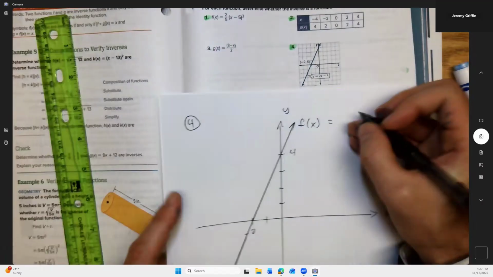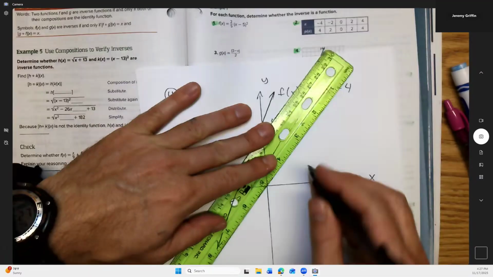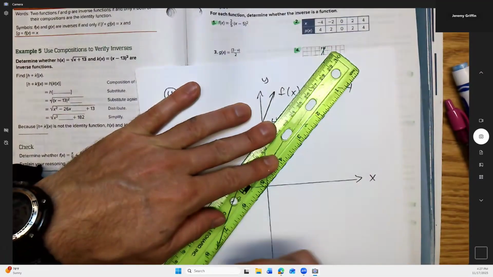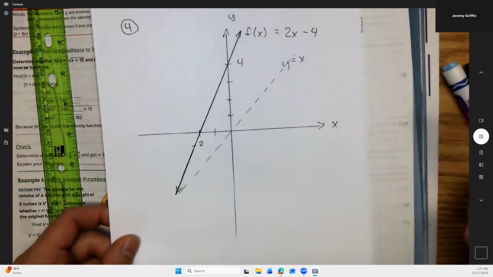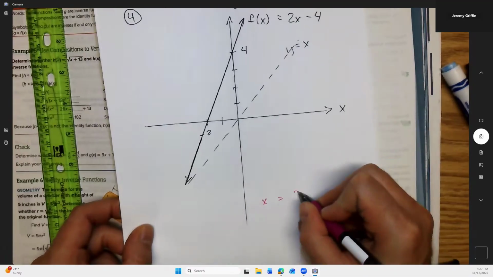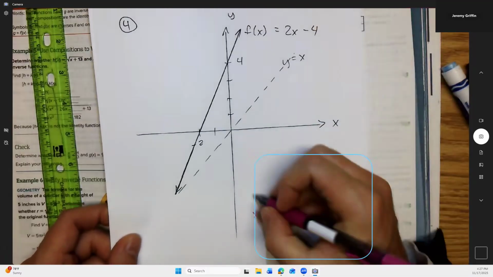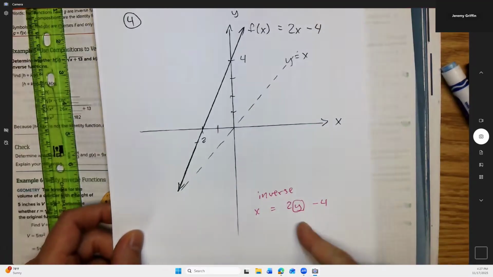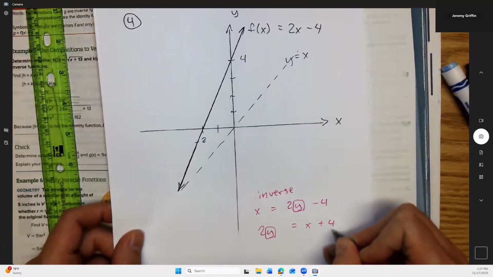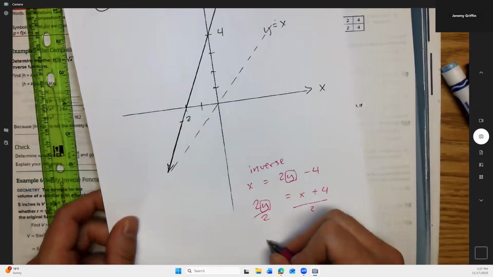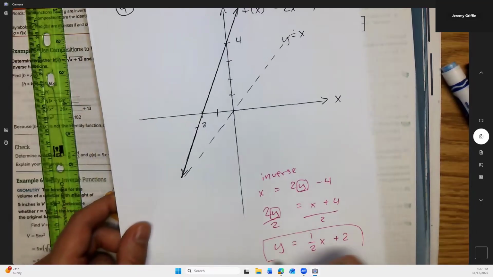This is my original f of x right here, and they're saying that's equal to 2x minus 4. Here's my 45-degree line at y equals x right there. And I wonder what the inverse is going to be. Well, I can try that here. So I can say x equals 2y minus 4. See, all I did was swap the x and the y. So I'm solving for the inverse in pink ink here, and then solve for my new y. So add over 4. So 2y equals x plus 4. Then divide both sides by 2. So y equals 1/2 x plus 2.